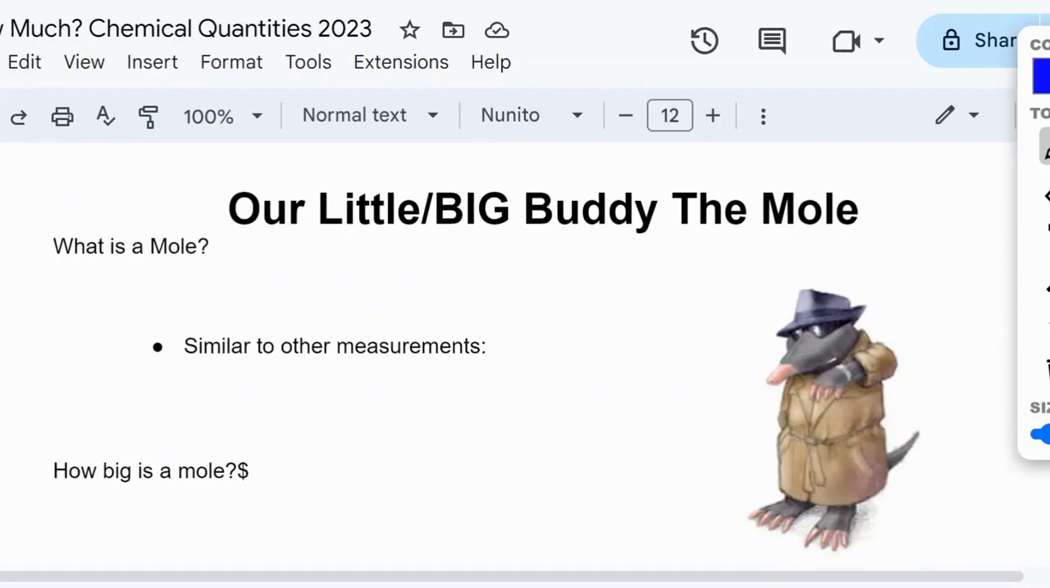Okay, welcome to another tutorial. This one's on the mole and calculating molar masses. The mole is a commonly used term in chemistry.